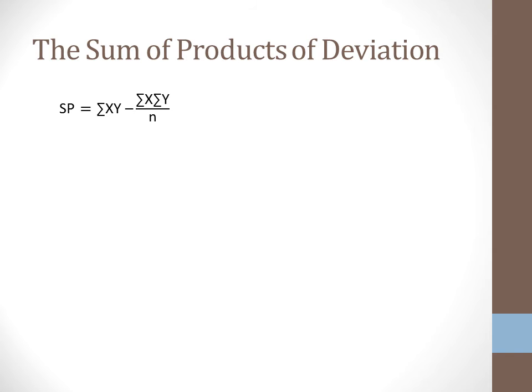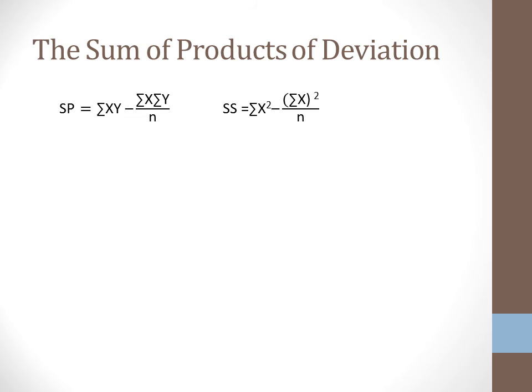The sum of products is equal to the sum of every X variable multiplied by every Y variable, subtracted by the sum of every X variable multiplied by the sum of every Y variable, divided by the total number of participants. If you look at the formula for the sums of squares, you'll notice that this is actually quite similar, except that in this value you multiply x by itself, whereas here you multiply it by the other variable. I'm going to talk a little bit more about this in a minute.